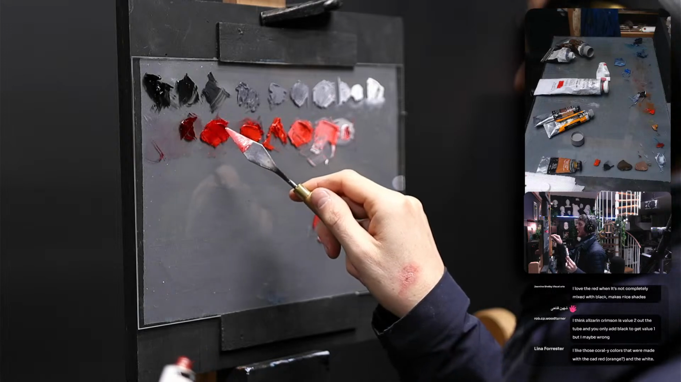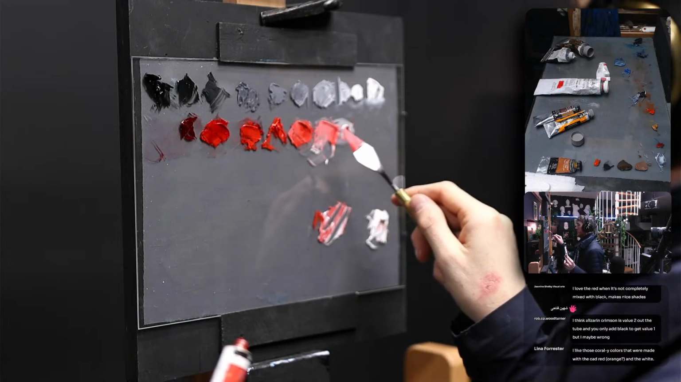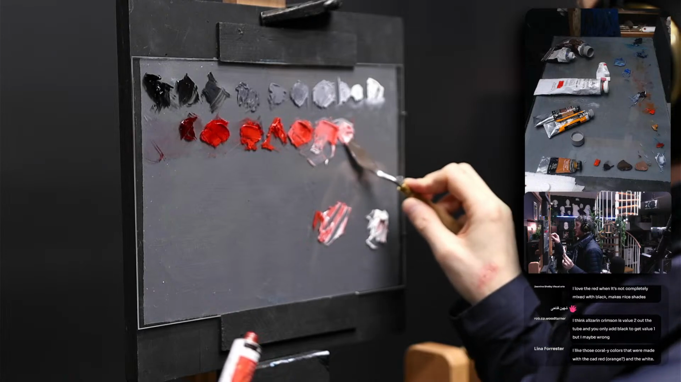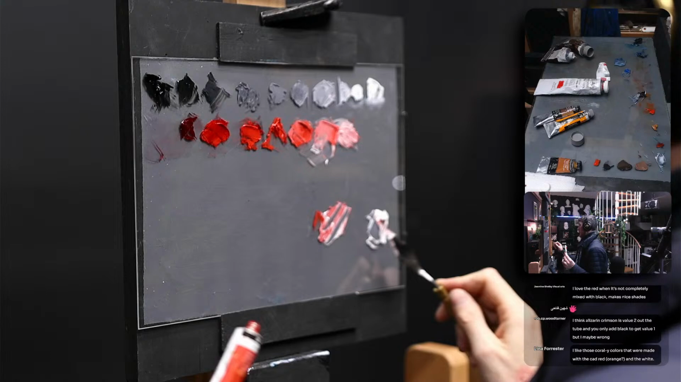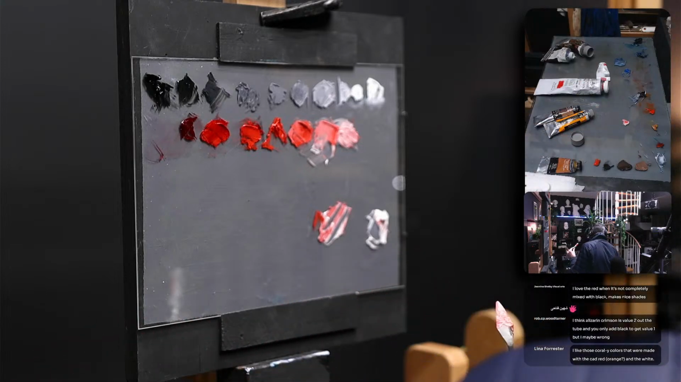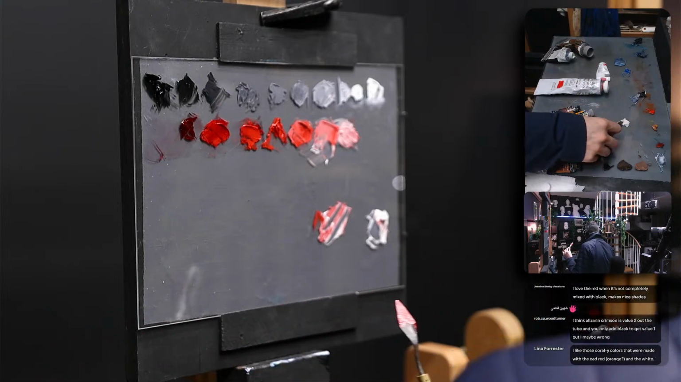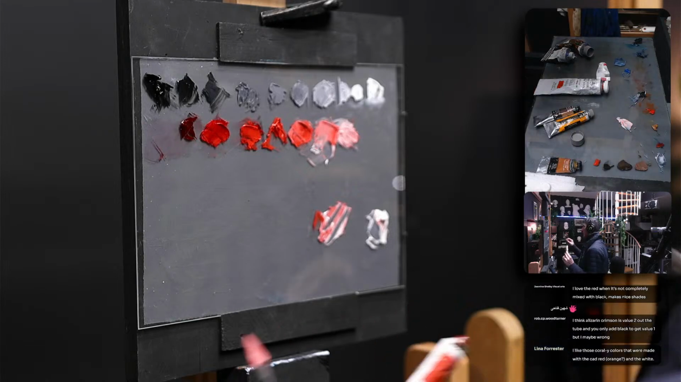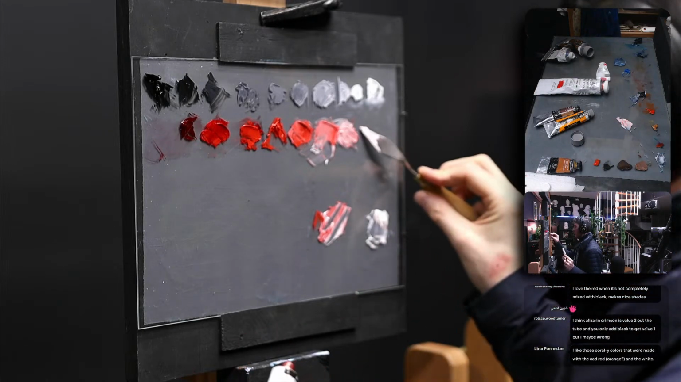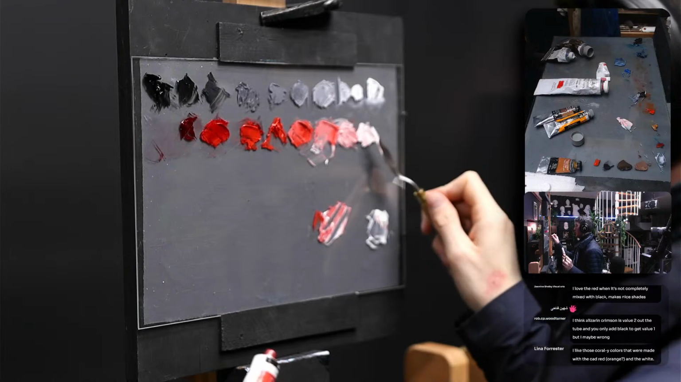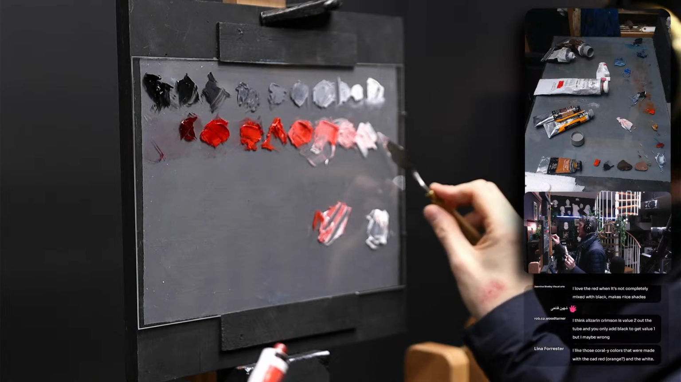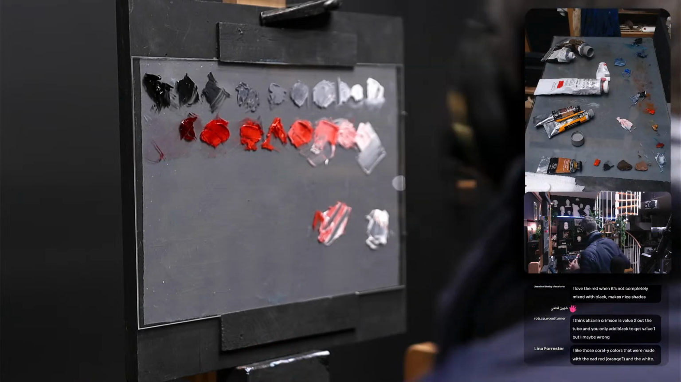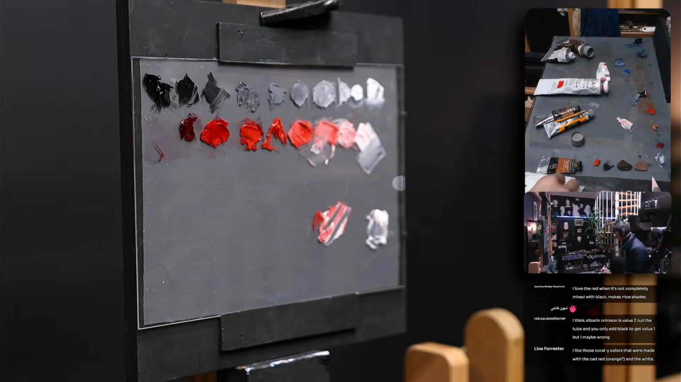So 1, 2, 5, 6. And then this one, this last one. Very subtle, almost no red, almost only white. Okay, so this one goes with this one here. It's number 9. Okay. Yeah, it's much simpler this way.